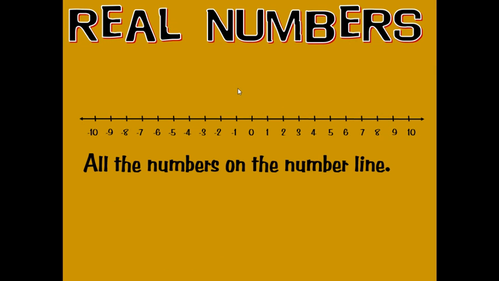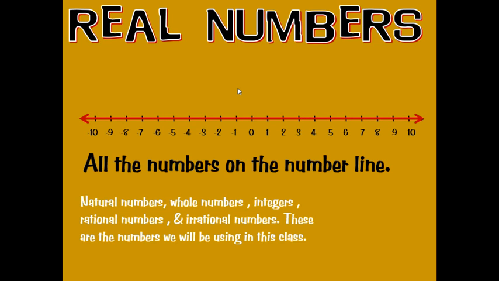Real numbers. Real numbers are all, you get this question a lot on the GED, all the numbers on the number line. All these numbers right here: natural numbers, whole numbers, integers, rational numbers, and irrational numbers. These are the numbers that we'll be using in this class.